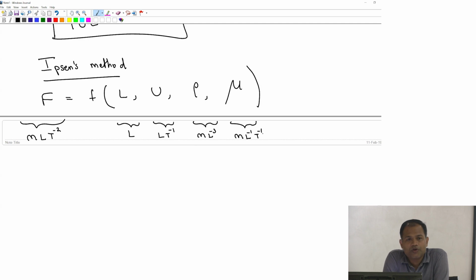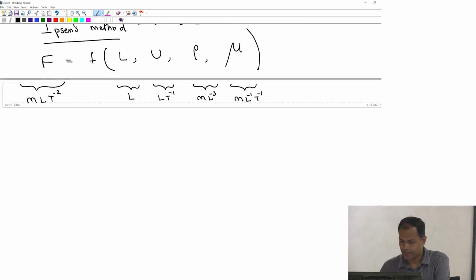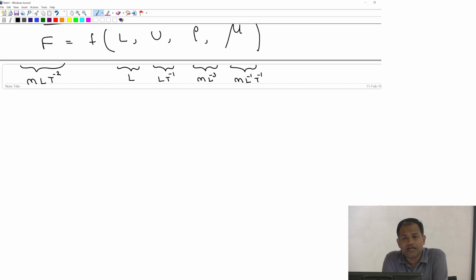So, in this method, what you have to do is you have to systematically eliminate dimensions. Ibsen's method says that you systematically eliminate dimensions. That's all it says. We have got mass, length and time. Let's say we decide to eliminate mass first.